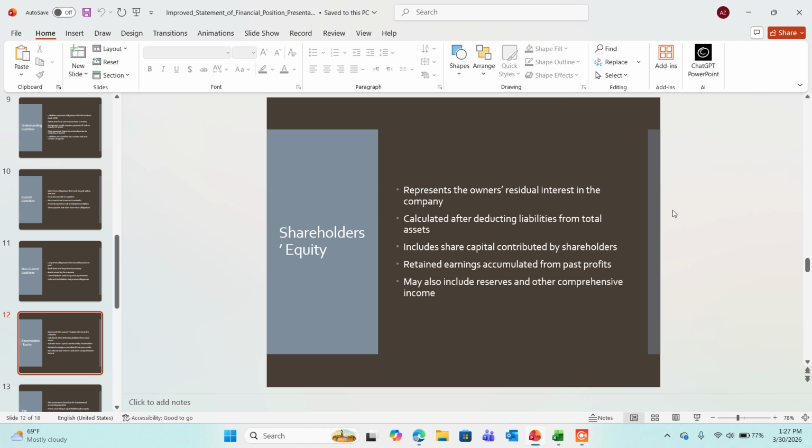Shareholders' equity. Equity represents the owners' share in the business. It is calculated as the residual interest after deducting liabilities from assets. Key components: share capital, funds invested by owners; retained earnings, accumulated profits. A strong equity position indicates financial strength and sustainability. It includes share capital contributed by the shareholders, and may also include reserves and other comprehensive income.